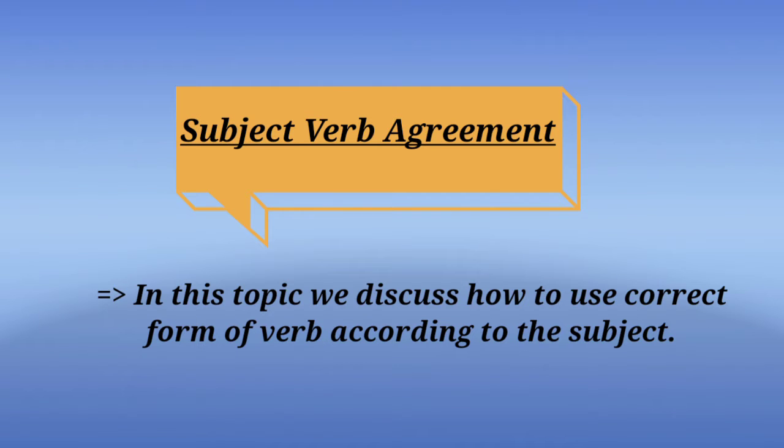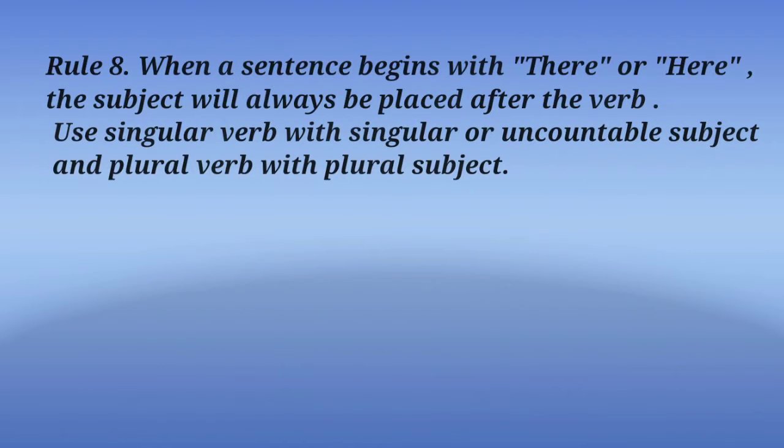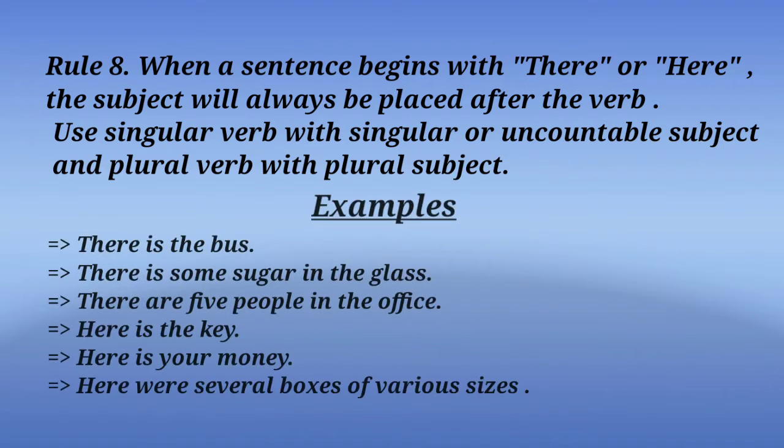In the first two parts, I taught you 7 rules about Subject Verb Agreement. Now let's see rule number 8. When a sentence starts with here or there, the subject will always be placed after the verb. Use singular verb with singular or uncountable subject and plural verb with plural subject. Look at some examples.